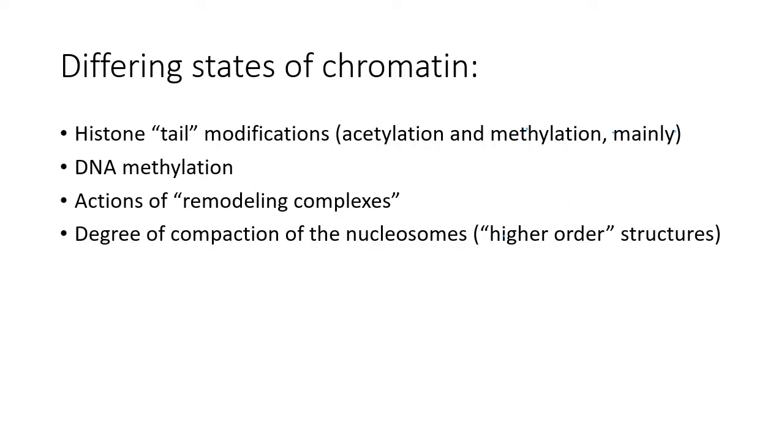Okay, so in terms of allowing access to the chromatin, there's differing states of chromatin which will depend on the types of modifications that they've undergone. For example, we'll have modifications of those histone tails that are sticking out, acetylation and methylation mainly but not exclusively. There's also DNA methylation. We also have to consider actions of chromatin remodeling complexes. And access, of course, is also dictated by the degree of compaction of the nucleosomes into higher order chromatin structures. We'll do the tail modifications first.